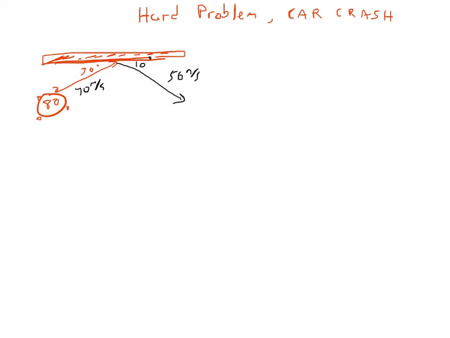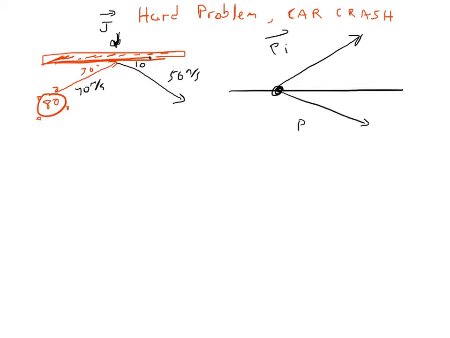Clearly, there's an impulse being delivered to the car right there when it hits the wall, and the result of that impulse is a change of momentum, change in direction, velocities were affected. So let's draw this situation slightly differently. The way we're going to draw this is thinking about our initial momentum. So here's P initial, and then P final.